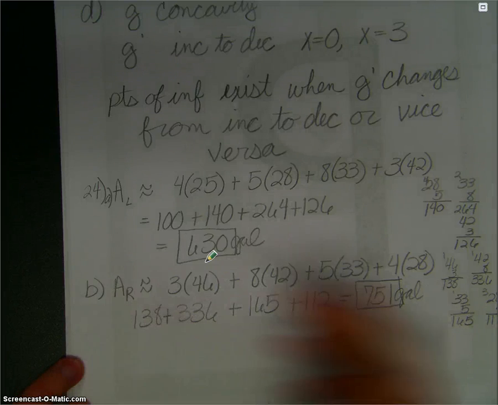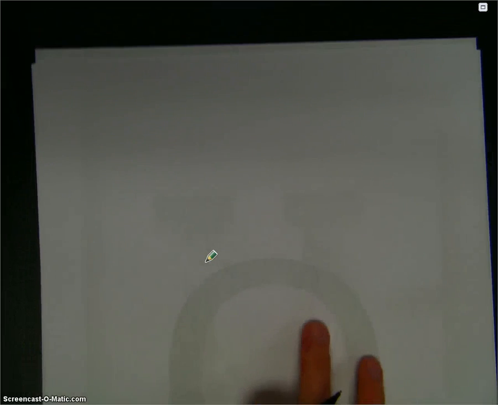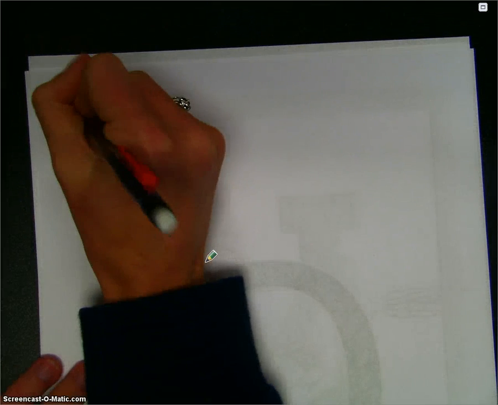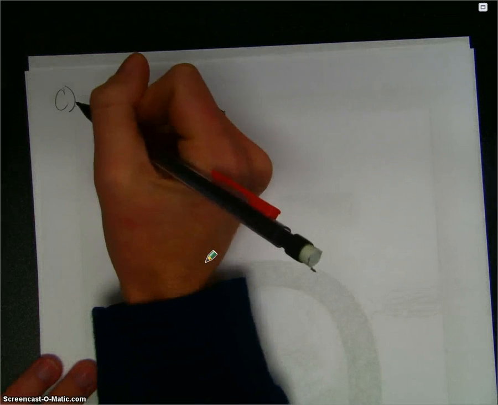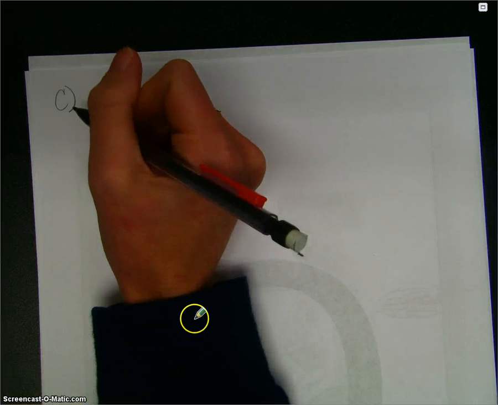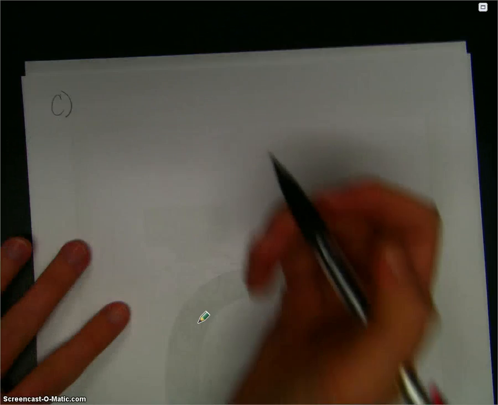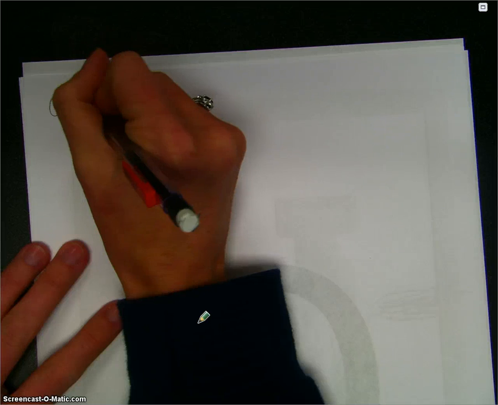Okay, and finally on part C, change paper and talk about part C. This time I'm working with trapezoids. I can't use the formula for a trapezoid directly because I do not have the same bases or heights on these trapezoids, so I'm going to need to work with each one at a time.